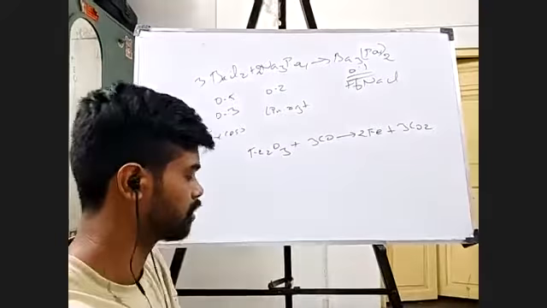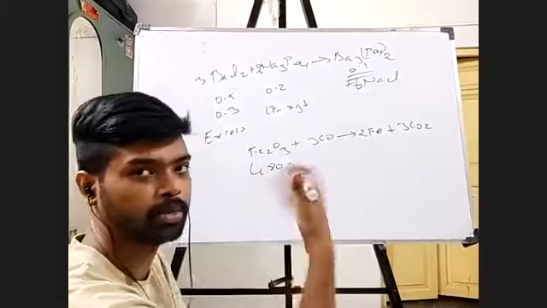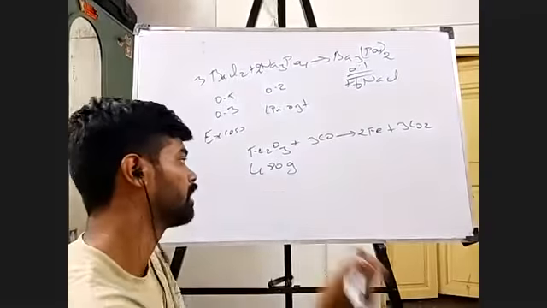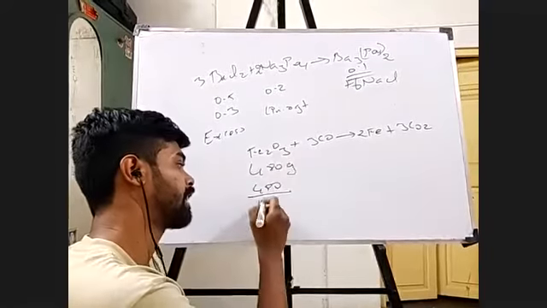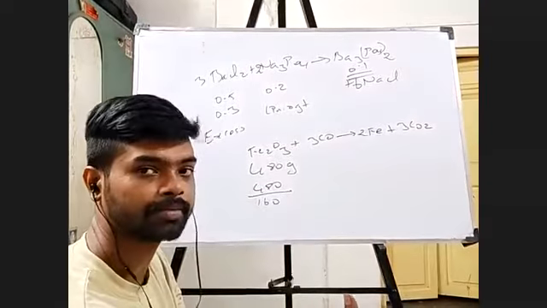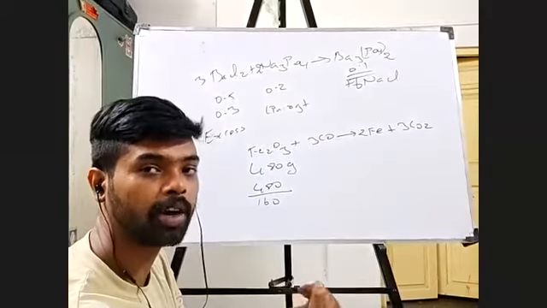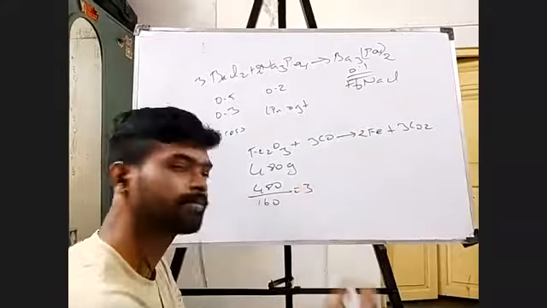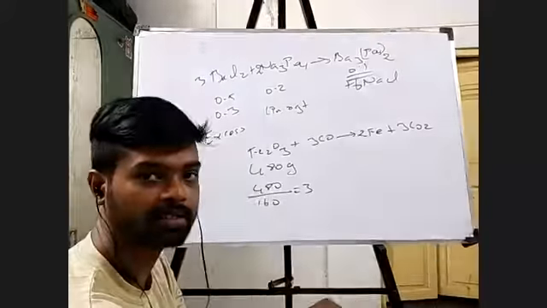Okay. So they have given 480 grams of Fe2O3, and I don't care about CO because they themselves have given that it is in excess. So I know the molecular mass of Fe2O3. If you calculate, it will be 160 grams. 56 into 2 will be 112. 112 plus 48 will be 160. So 480 divided by 160 is 3 moles.